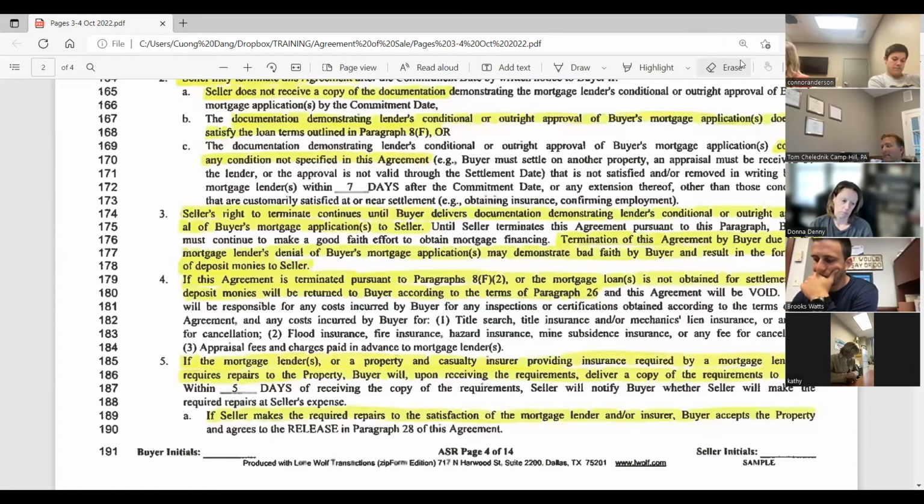Okay. So again, if this agreement is terminated pursuant to paragraphs 8F2 by the seller, or the mortgage loan is not obtained for settlement, all deposit monies will be returned to buyer according to paragraph 26. And this agreement will be void. Buyer will be responsible for any costs incurred by buyer for any inspections or certifications. So basically any out-of-pocket money is lost for the buyer. Okay, so Mike, that answers your question right there?